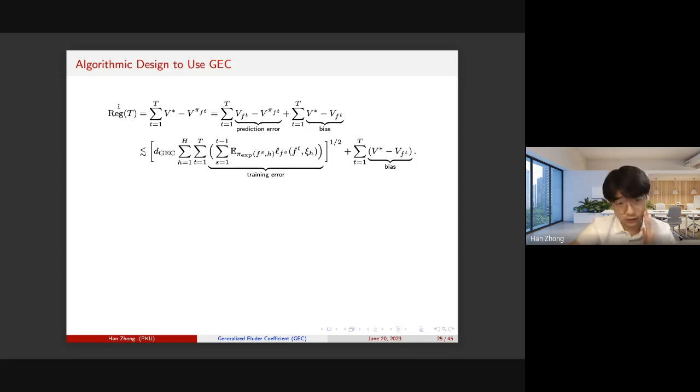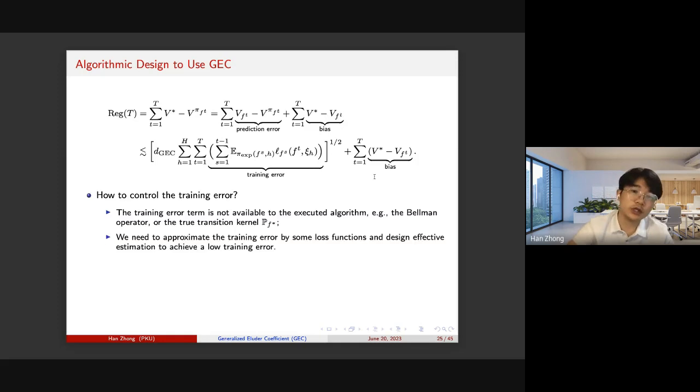By the definition of regret, the regret can be decomposed into the prediction error and the bias term. This is by definition. Then by the definition of the GEC, the prediction error is bounded by the square root of d_GEC times the cumulative training error, plus the bias term. So an ideal algorithm should minimize these two terms simultaneously.